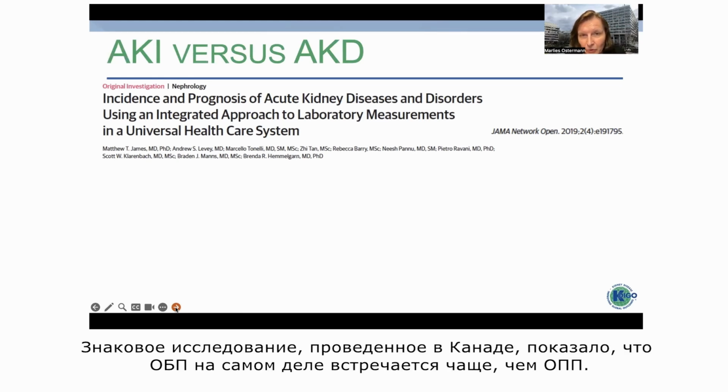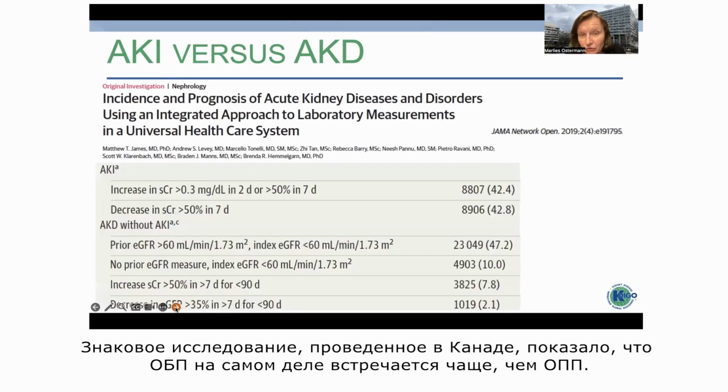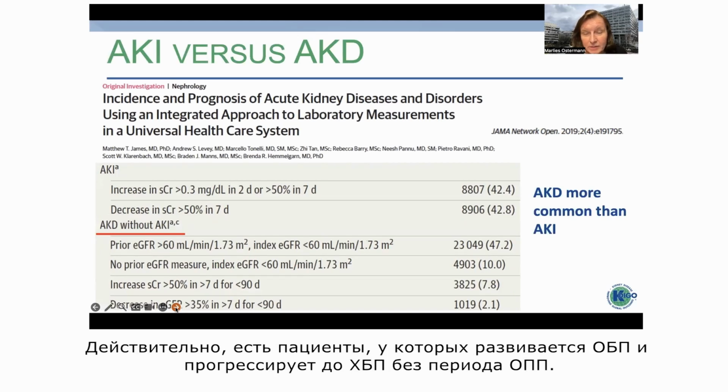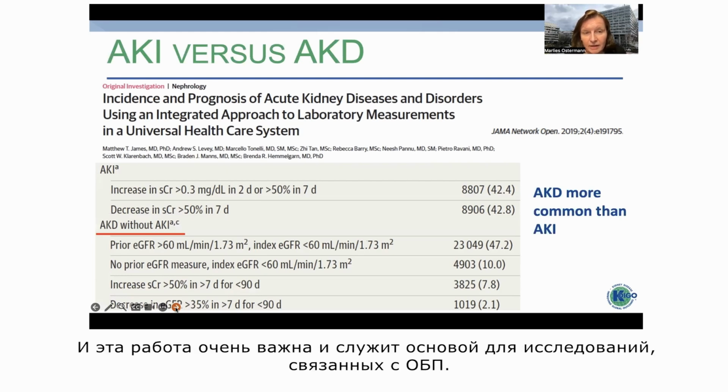Landmark work conducted in Canada has shown that acute kidney disease is actually more common than acute kidney injury. In fact, there are some patients who develop acute kidney disease and progress to chronic kidney disease without having a period of acute kidney injury. Again, this work is very important and informs research related to acute kidney disease.